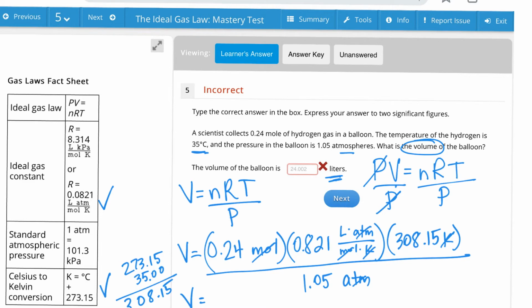I'm going to multiply 0.24 times 0.821 times 308.15, equals, divided by 1.05, equals. And I get 57.8. And my final answer is 57.8 liters.